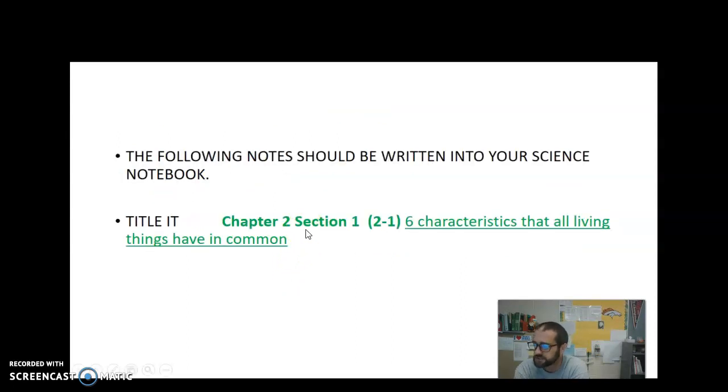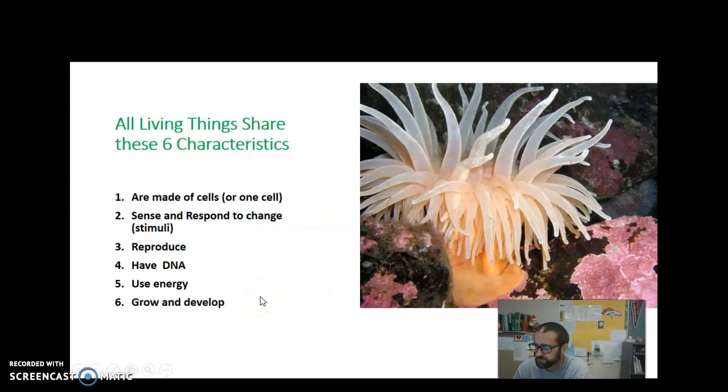Alright, so after this slide, you're going to be putting all this into your science notebook. Give it a title right here, chapter 2, section 1, 6 characteristics that all living things have in common. Feel free to pause this as much as you need to. So you take your time. Don't be in a rush. Alright, so at this point we are getting these things into our science notebook. Again, pause as needed to get this.